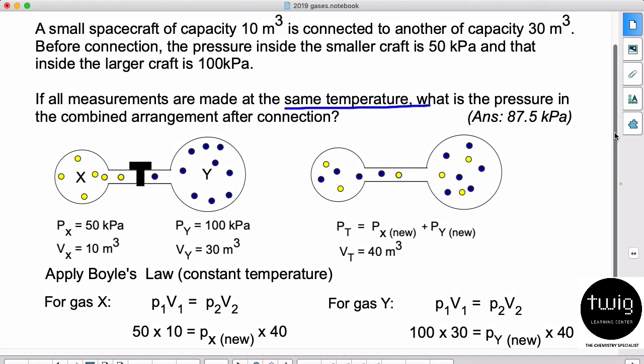So this small spacecraft, 10 meter cube, this is a spacecraft over here. The volume is quite small, 10. Okay, this is 10 meter cube, connected to another that's 30. So this is gas Y, this is gas X. I just allocate different colors.